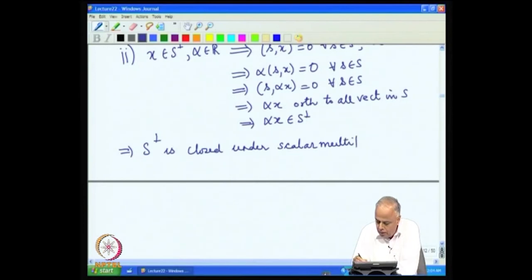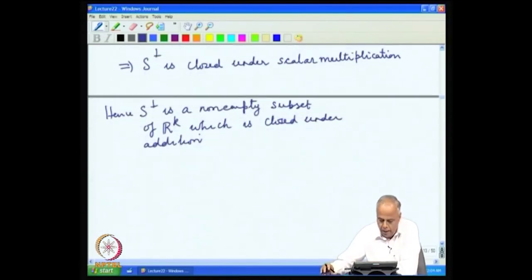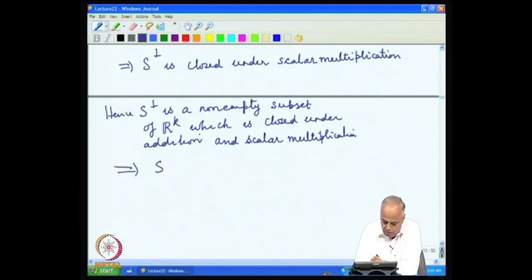So, what we have seen is that S perp is a non-empty subset of R^k, which is closed under addition and scalar multiplication. This means that S perp is a subspace.